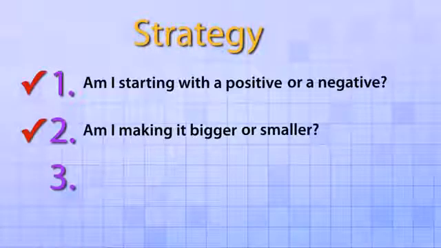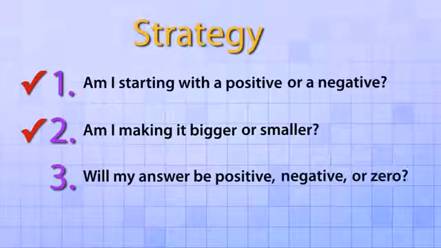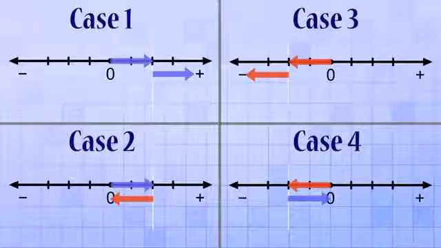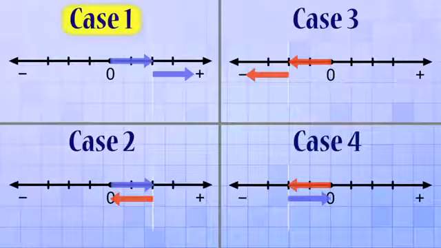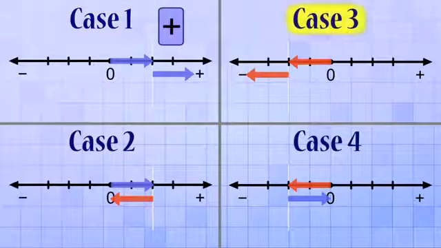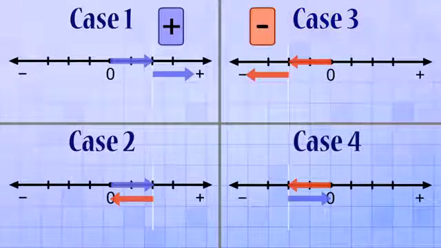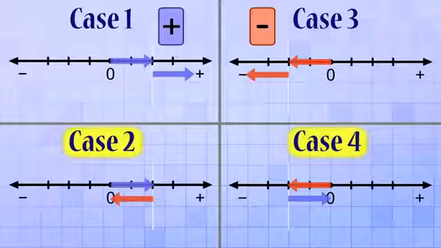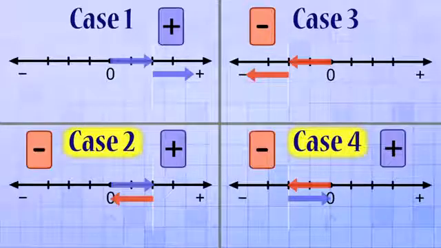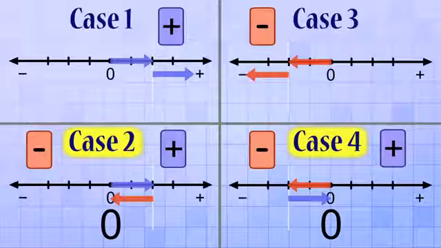And the last question that you need to ask is, will my answer be positive, negative, or 0? The answer to this will depend on which case you have and what values you're working with. If it's a case 1 problem, you know the answer will always be positive. And if it's a case 3 problem, then you know the answer will always be negative. But you'll remember that in cases 2 and 4, the answer could change between positive, negative, or 0, depending on the difference between the 2 numbers that you're working with.